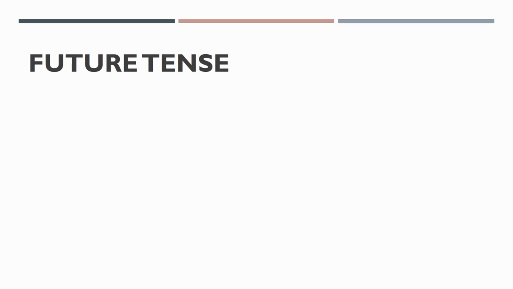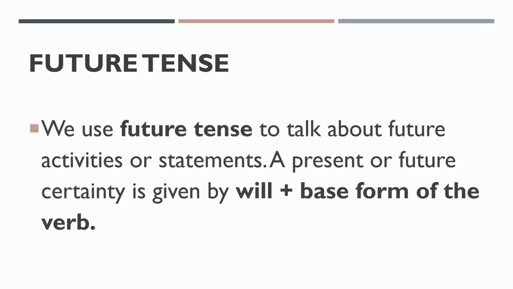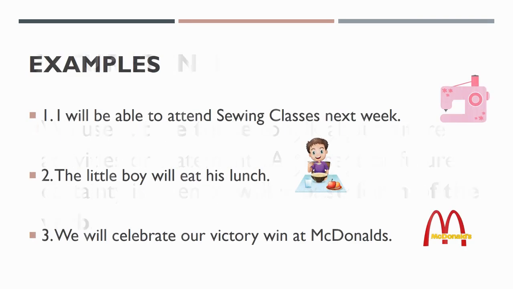What about future tense, boys and girls? Let's read together. We use future tense to talk about future activities or statements. A present or future certainty is given by the word will plus the base form of the verb. Let's look at some examples. Let's look at these 3 examples that show the future tense.